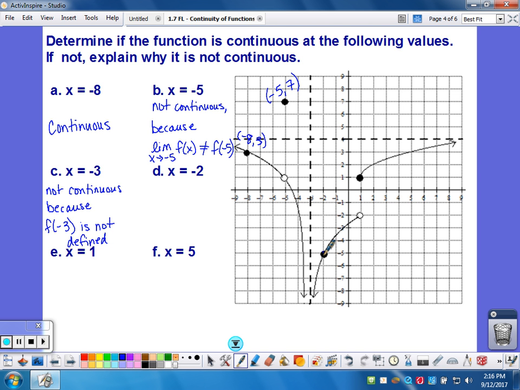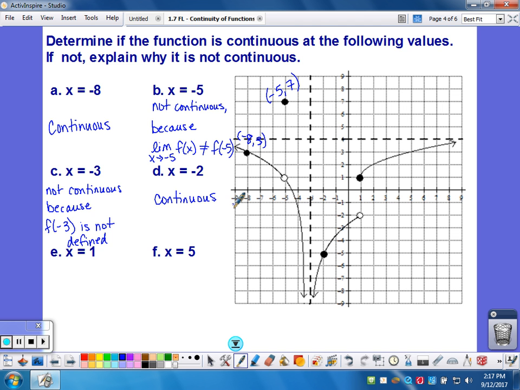Let's look at x equals -2. I have the function defined as -5 at -2. The left-hand limit is approaching -5 as well as the right-hand limit. So because the limits are equaling the same value as where this function is defined, I can say that this function is continuous at the point x equals -2.